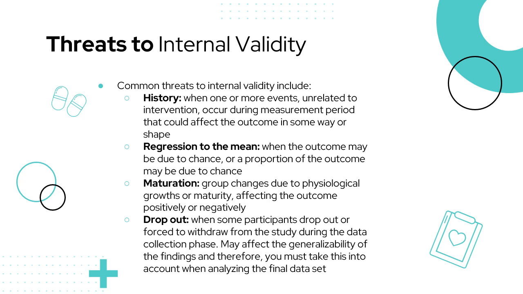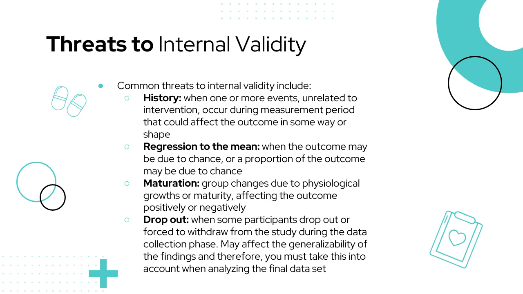There's then regression to the mean. This is when the outcome may be due to chance or a proportion of the outcome may be due to chance. So in our example, this could be something to do with the test scores, right? I'm sure a number of you can relate to getting questions on a test that you have no idea what the answer is, and so you just guess, right?